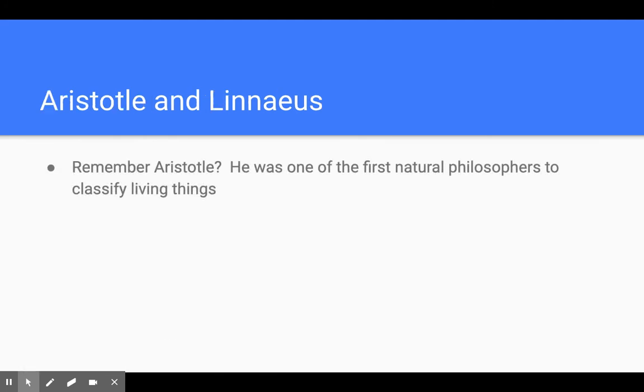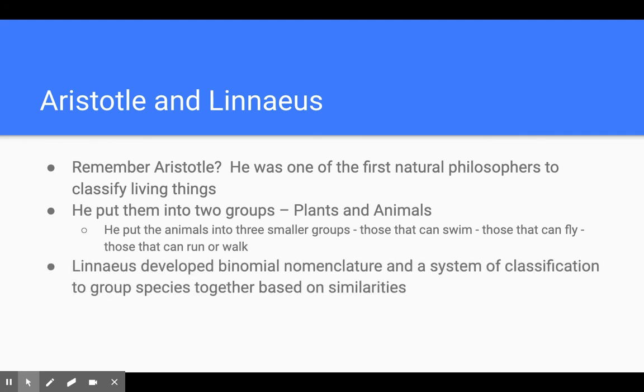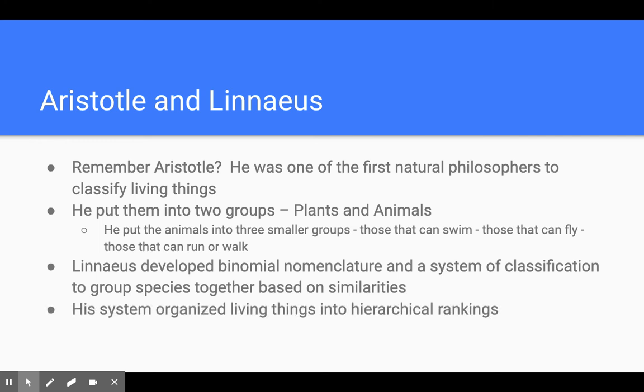So perhaps you remember Aristotle. He was one of the first natural philosophers to classify living things, except he put those living things in two groups, plants and animals. He put the animals then into three smaller categories, those that can swim, those that can fly, and those that can run or walk. Linnaeus developed binomial nomenclature and a system of classification to group species together based on similarities, kind of like Aristotle did, except Linnaeus took it a step further. His system organized living things into hierarchical rankings.